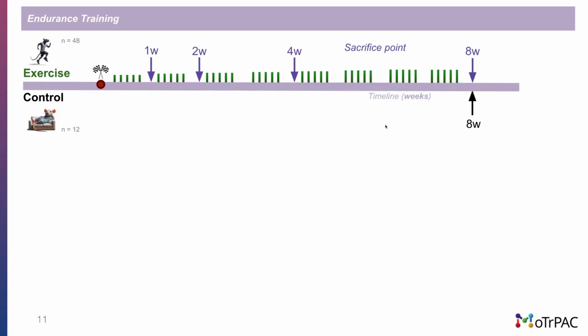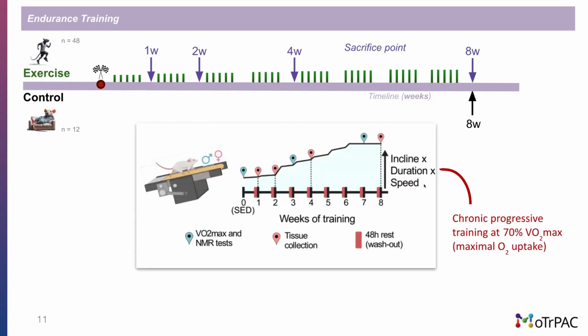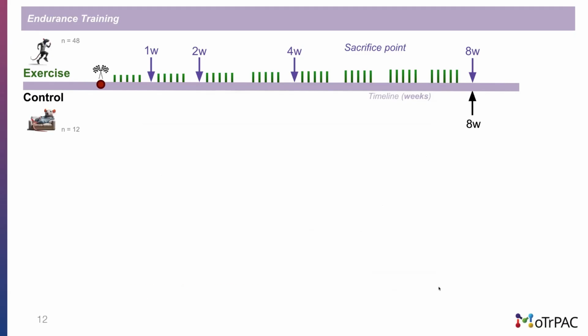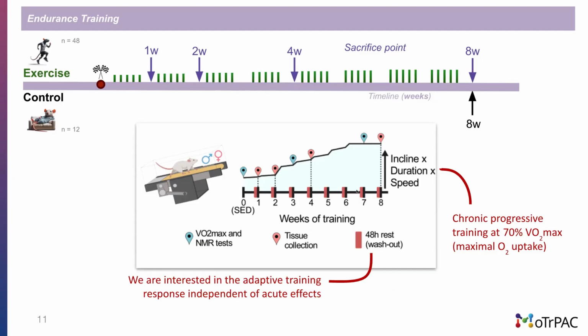Okay. So as you might notice, the size of the bars here, the green bar, the sessions, is increasing. It's getting larger, and this is because we are interested in chronic progressive training, right? So we are increasing the inclination, duration, and speed of the sessions. But it's also very important that you pay attention that we are interested in the adaptive training responses independently of the acute effects.